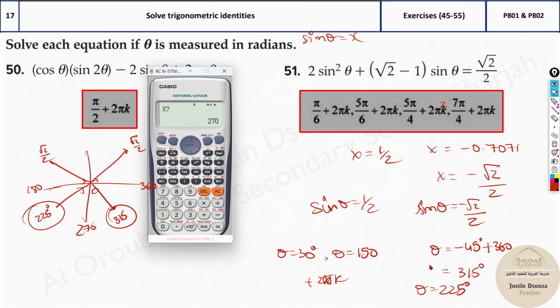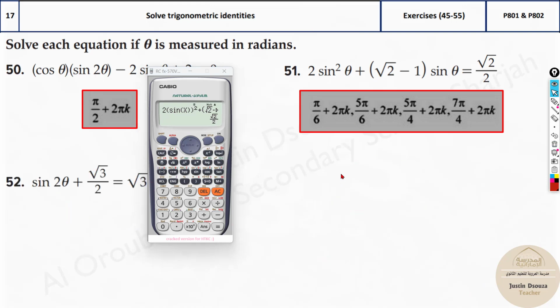So I'll just do calc at 30 degrees. I must have this right side as the answer. Yes, it is correct. I'll do calc 150. Yes, it is again correct. Calc 225. I'm getting the same answer. And lastly, calc 315. And over here, all the four answers are the correct solutions. So this is how we solve it up.